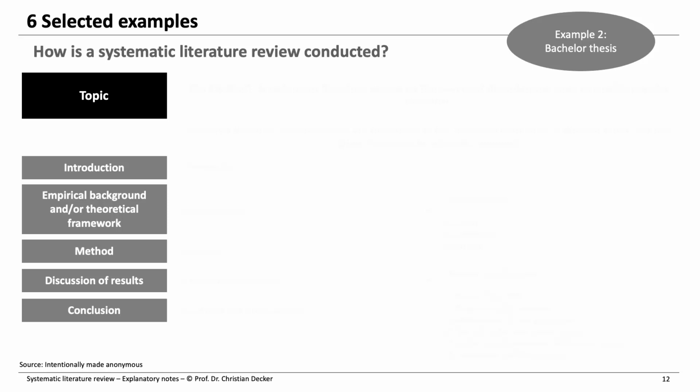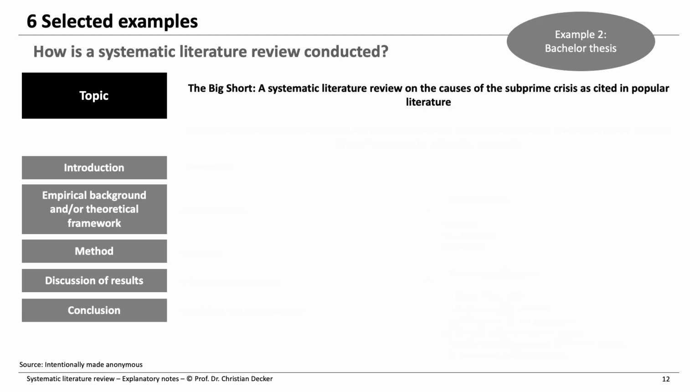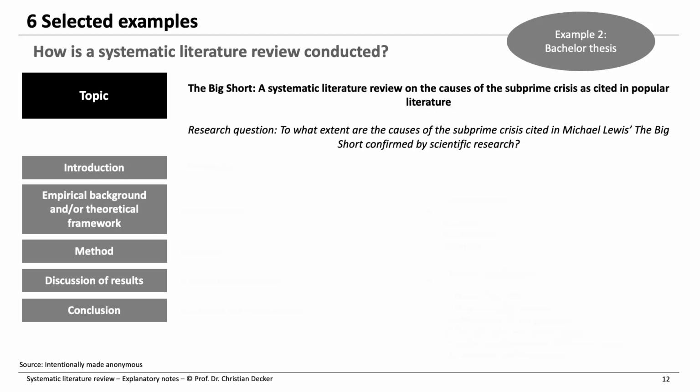The proceedings of a systematic literature review should be demonstrated by a further example. The topic of example 2 is The Big Short, a systematic literature review on the causes of the subprime crisis as cited in popular literature. The research question to be examined is, to what extent are the causes of the subprime crisis cited in Michael Lewis' The Big Short confirmed by scientific research?